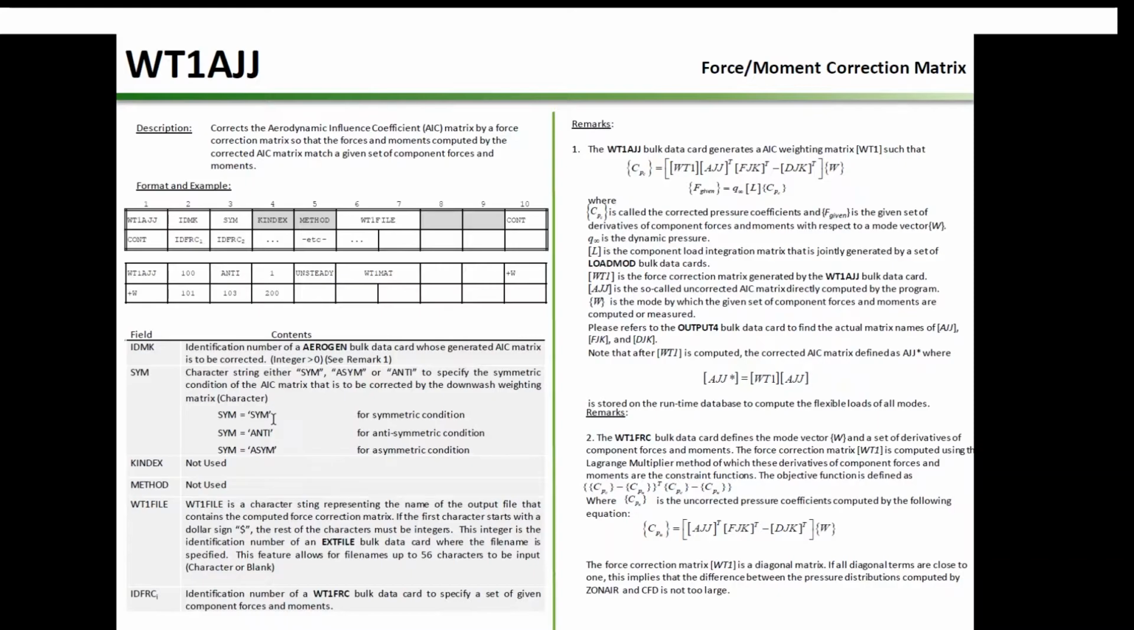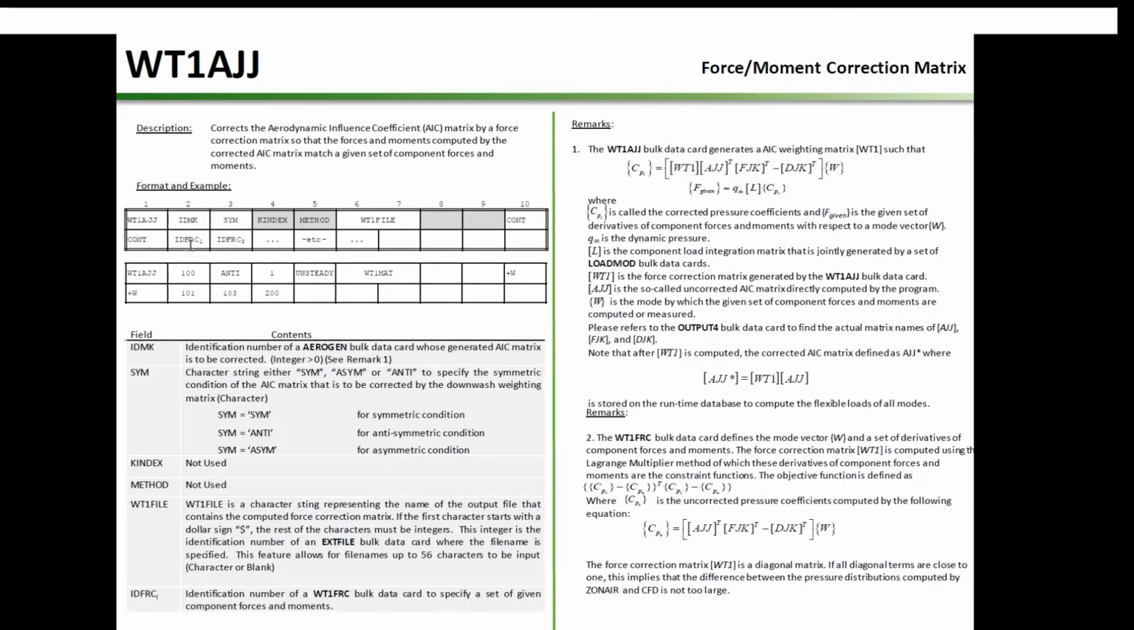If you have a half-span model, you could have a symmetric AIC and an anti-symmetric AIC. If you have a full-span model, then you only have an asymmetric AIC. WT1 file refers to a file name where you store the WT1 matrix. And after that, it's open-ended.